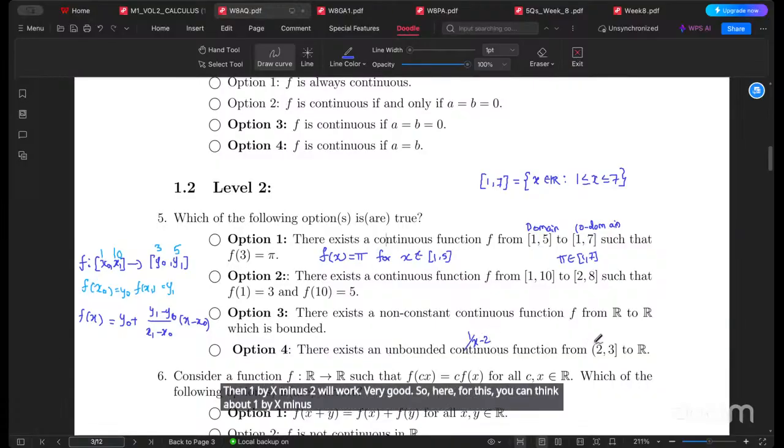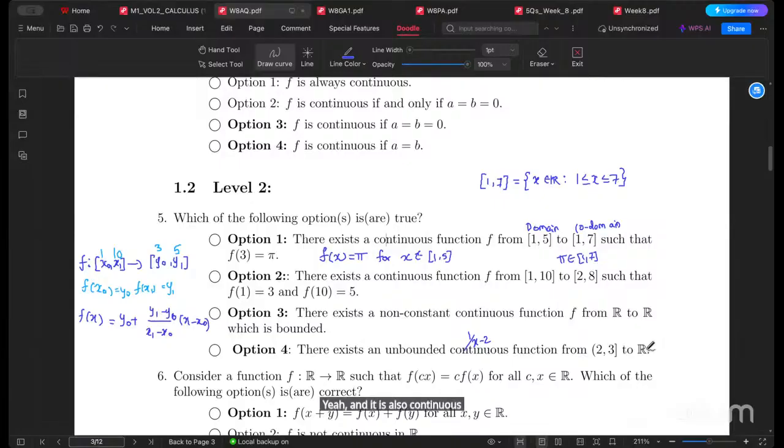You can see that as x goes to 2, the function blows up, so it is unbounded. And it is also continuous within this given interval. Very good. So all these options are fine, so this question is done. If this is fine for everyone, what is the next question we are going to look at?